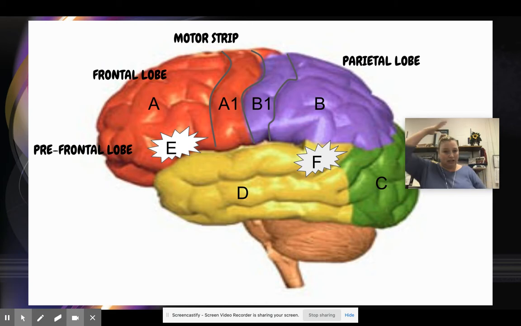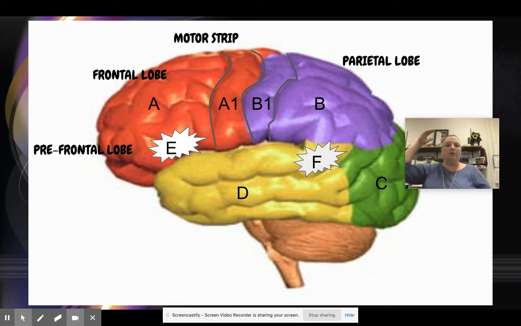Now the B section is right on top of your head. That would be your parietal lobe. It's easy to remember because it gets its name from the bone that's right at the top of your head. If you feel that hard piece, that's called the parietal bone. So that's where it gets its name. The parietal lobe is all about senses. This is what gives you pain, whether you're cold or you're hot, that kind of stuff.